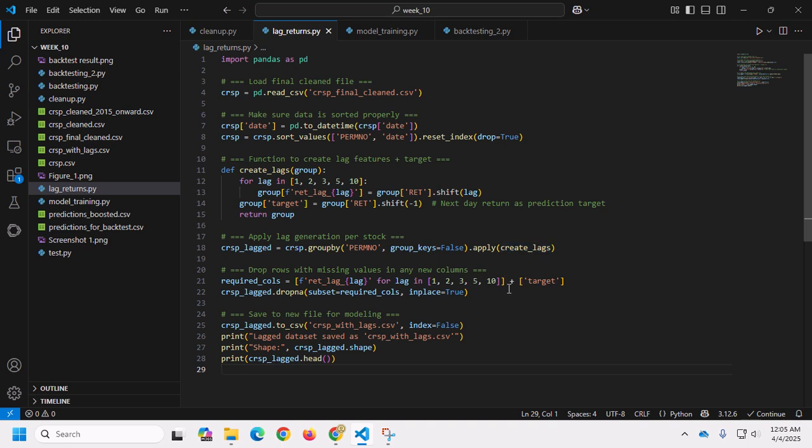And then the target column was also created, which was the returns that were generated by the original file. So that was our target variable, and you can also say that this was our benchmark. I saved that to the file called CRSP with lags. This is the one that we're going to be using later, especially in backtesting.